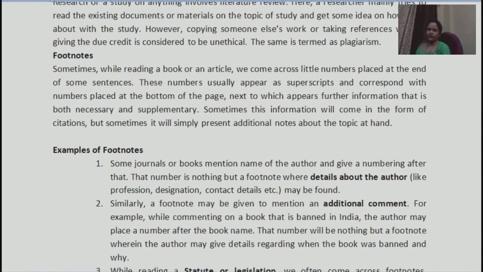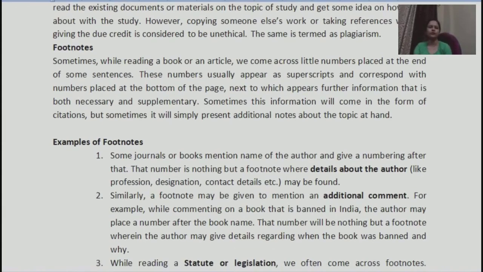Yeah. So if you consider a human body, the foot is the last part that we have, right? At the bottom of our body. Similarly, in a page, at the bottom part, at the last part, we have a note. That is why it is called a footnote. At the end, we have that, and we can read and refer to it, right? That is nothing but a footnote.